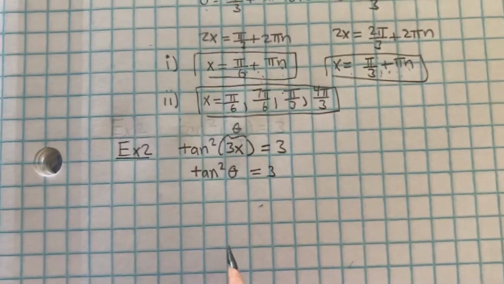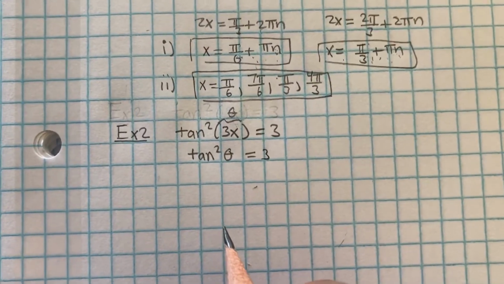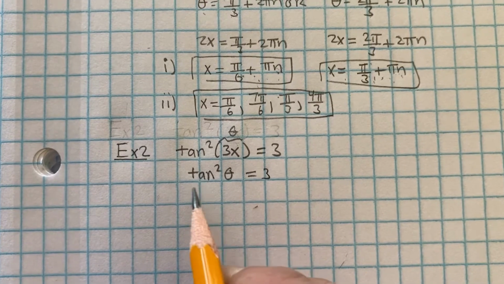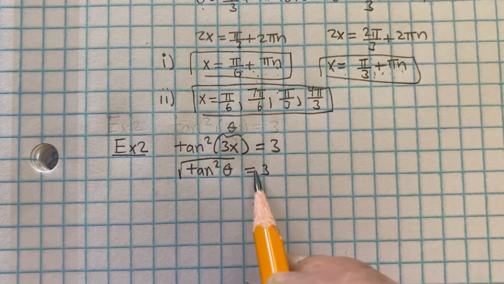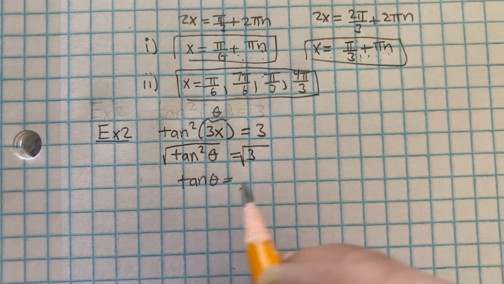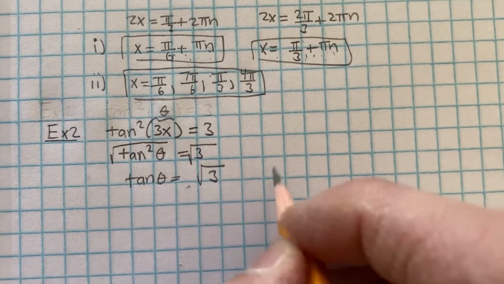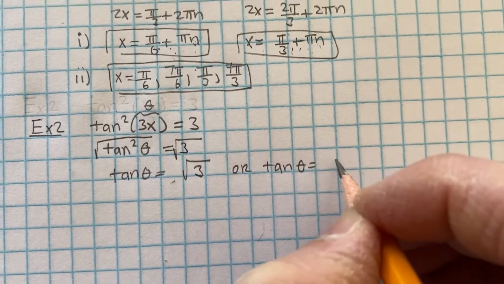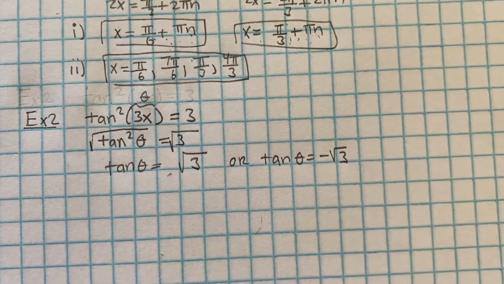Okay, so remember your square root equation skills from the last video. You take the square root of both sides. And if you take the square root of both sides, you're going to get tangent of theta is equal to positive square root of 3, or tangent of theta is equal to negative square root of 3.